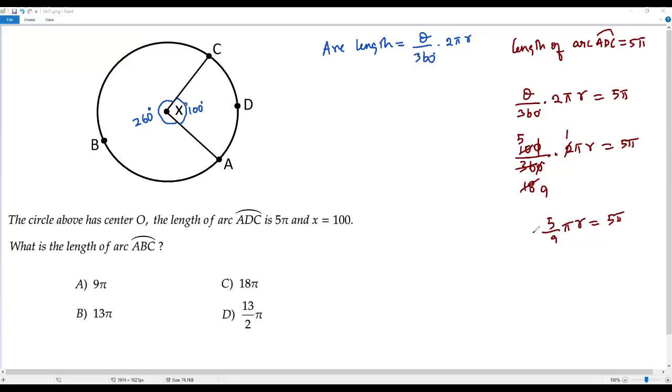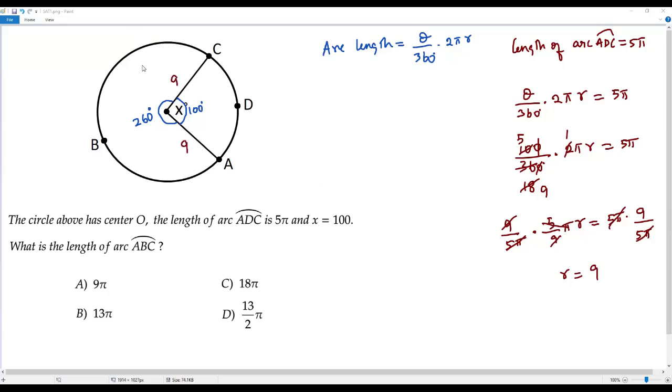Okay, now let me multiply both sides by 9 over 5 pi to solve for r, because I want to get rid of this stuff over here. So for that, I multiply by the reciprocal of this. The reciprocal of 5 pi over 9 is just 9 over 5 pi. Let me multiply on the right side also by the same. So when I do so, this 5 pi and this 5 pi will cancel, and 9 and 9 will cancel. Then I'm getting r equals 9. Okay, now I got the radius of the circle, that is 9 units.